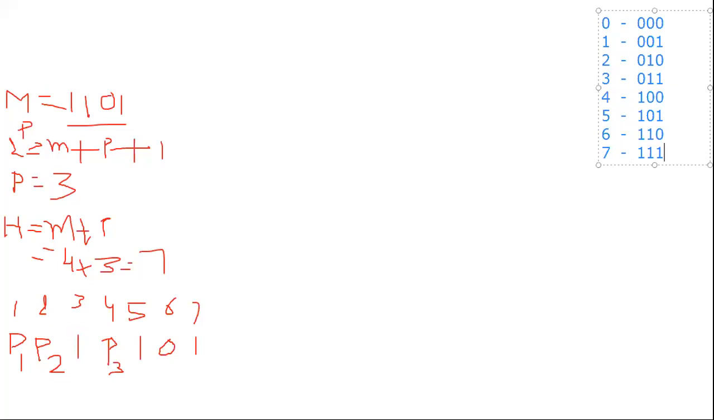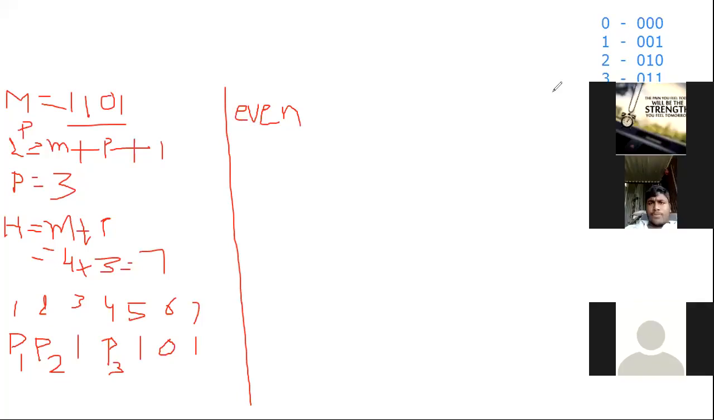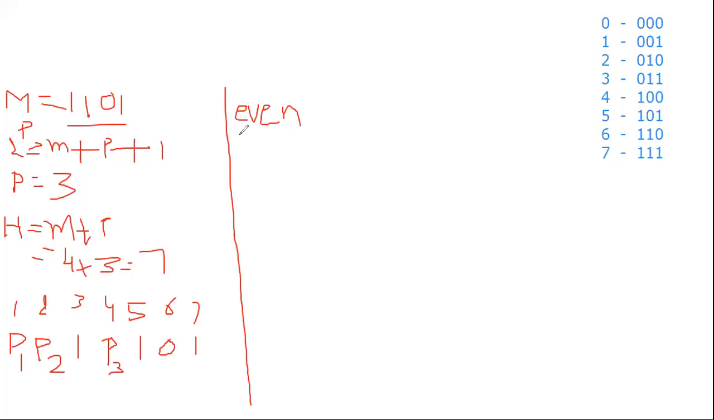We are assuming this belongs to even parity. Here we are assuming even parity; yesterday we also assumed even parity. That's why this will be taken for calculating P1. Now we are calculating P1. P1 means at which position? The first bit position. That means 2 power 0 position.